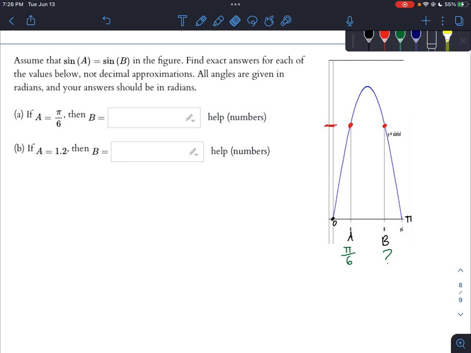Okay, so for this problem, on this version that I have, you're told that a is pi over 6, and you're asked to find the value for b. And you assume, which is a big assumption, that the sine values are equal to each other, which means that on the graph here that they provide, they have the same height, right? They have the same vertical coordinate value. That doesn't mean the angles are equal.